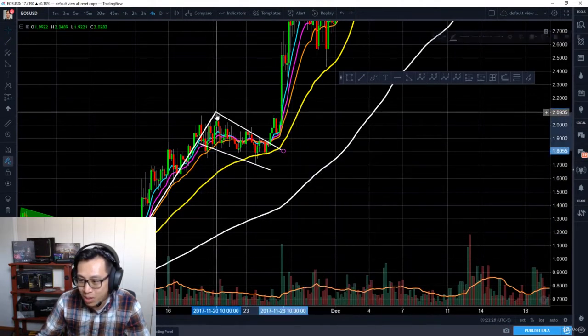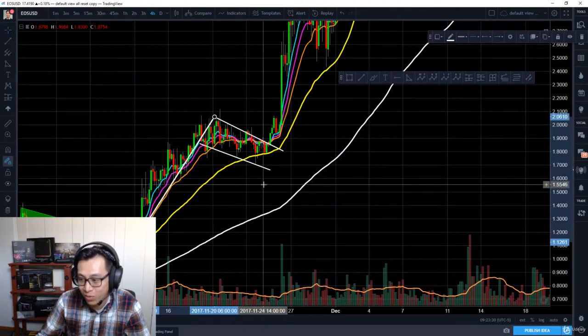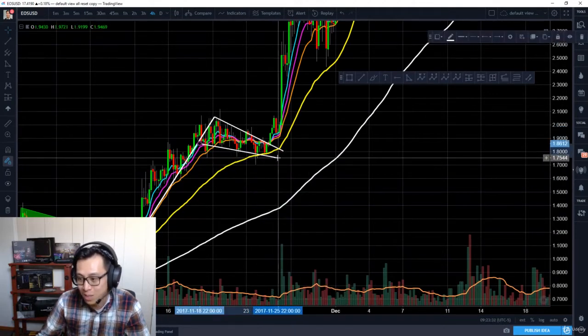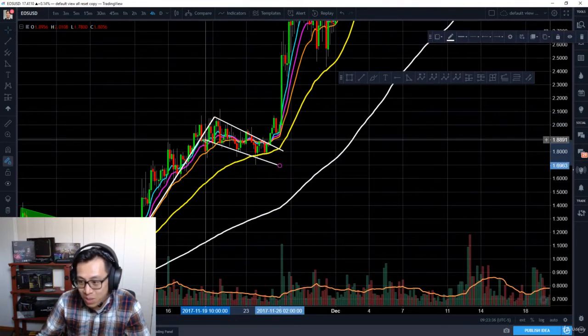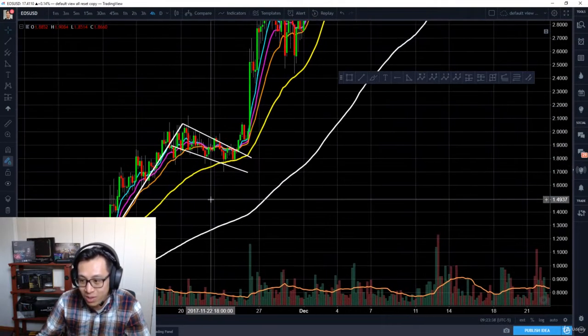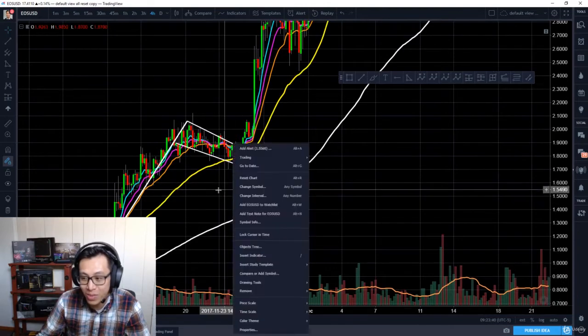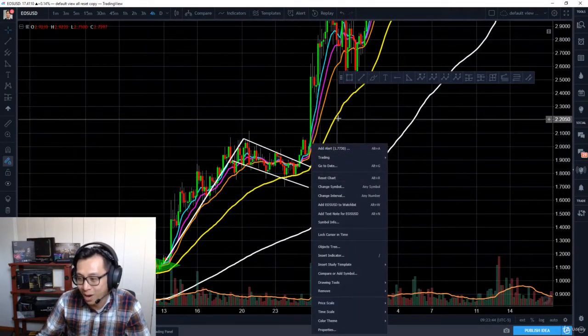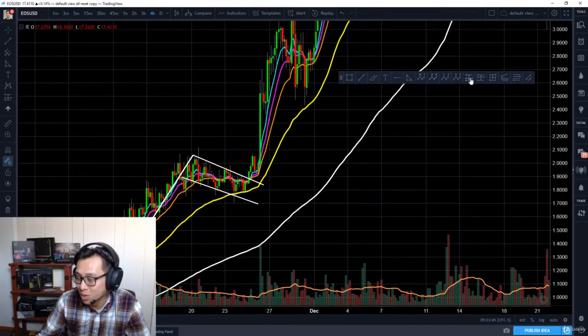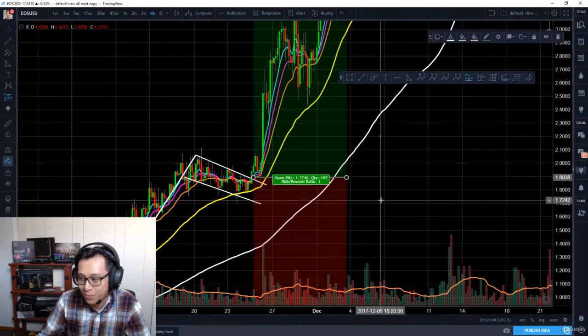We get this type of flagpole, where it's consolidating very nicely in this flag type of pattern. Sometimes they're not always pretty. Sometimes they can be a little bit sloped, sometimes slanted. They can be very different, but nevertheless, that is a flag. So what you want to do is buy it on the breakout there.